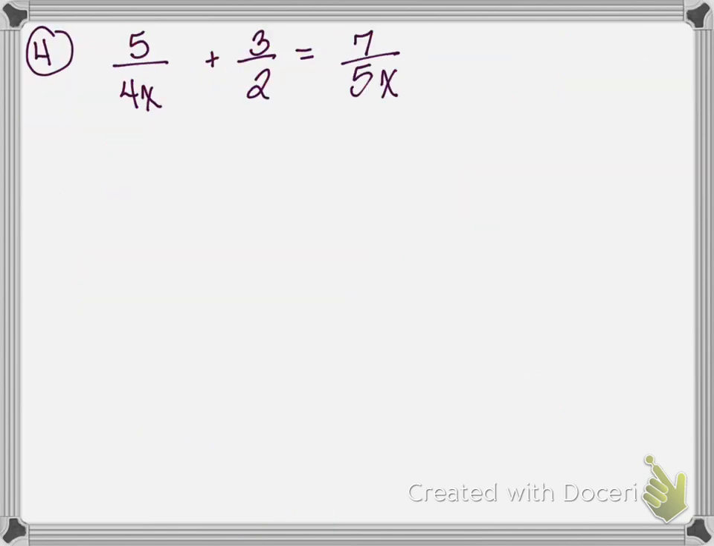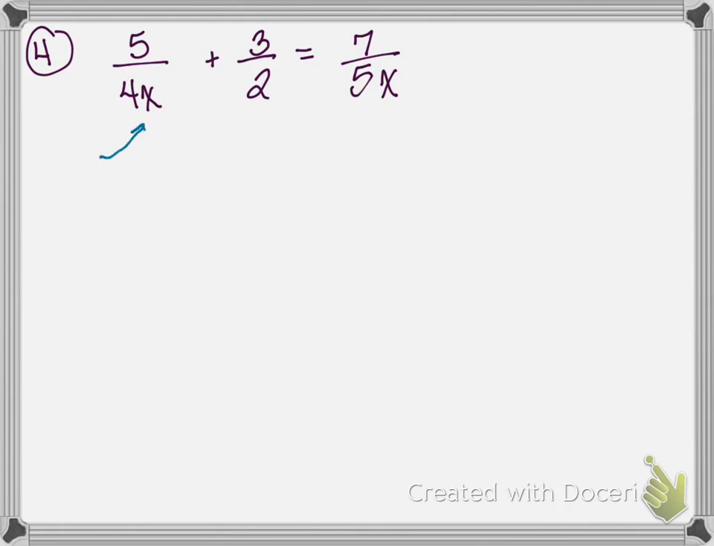Okay, let's move on to number 4. Now we're doing the same thing that we've been doing. So we're trying to clear out our denominator. So we've got an equal sign, we're solving, we've got to clear out our denominator. But now we have another layer.